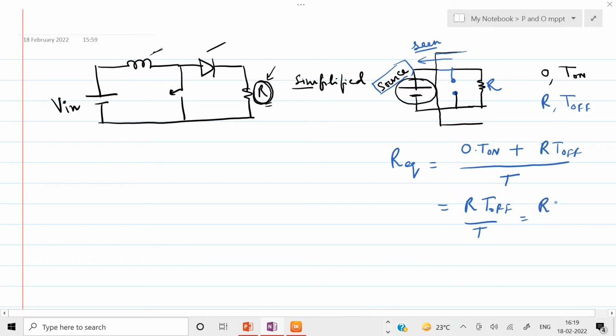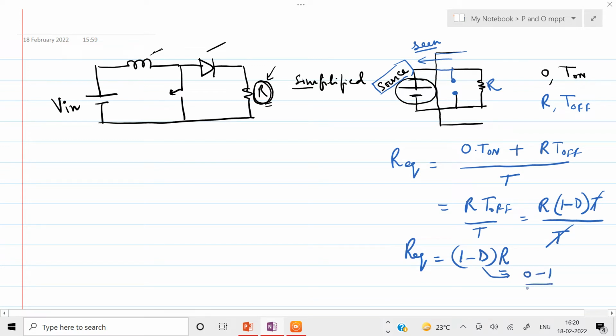And if I try to write the value of T off in terms of D, it is 1 minus D times T. D is the duty ratio. T gets cancelled, so that means R equivalent is 1 minus D times R. R is the load. Okay, and we know that the duty ratio can vary from 0 to 1.